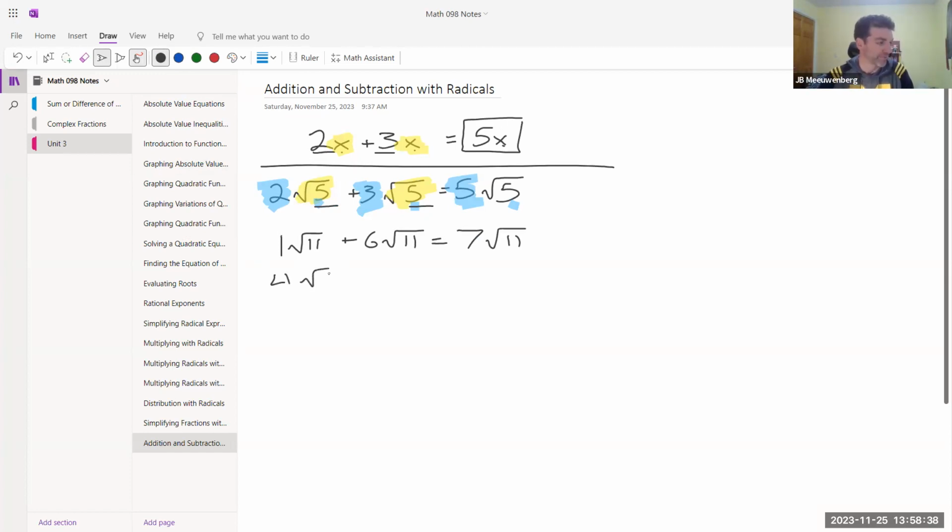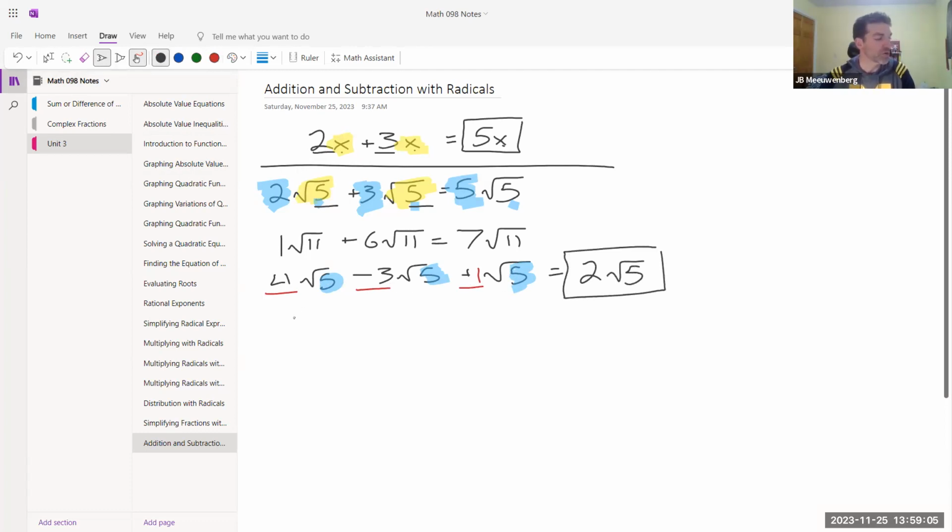We can do 4 radical 5 minus 3 radical 5 plus radical 5. Can you figure out what that one would be? Do all of your radicands match? Yes. 5, 5, 5. So we can add all of the coefficients or subtract. In this case, it's 4 minus 3 plus 1. Well, that's going to be a 2. 2 radical 5.